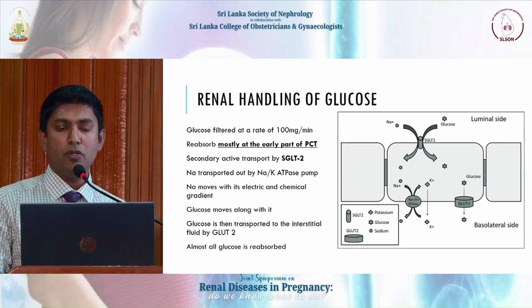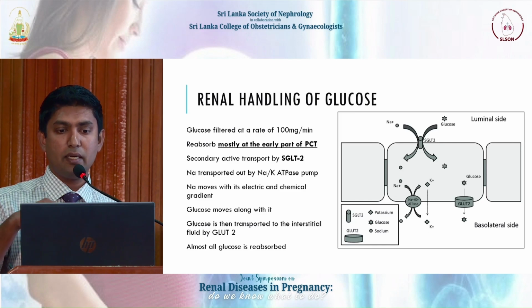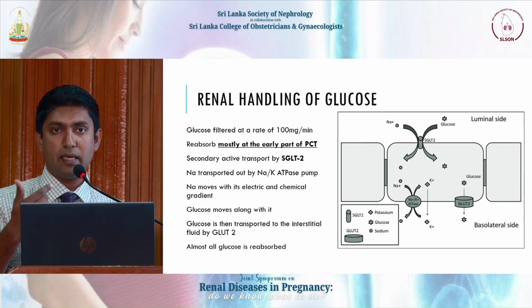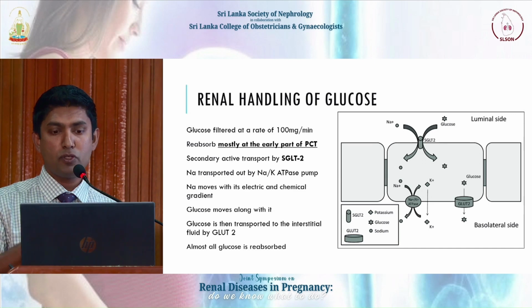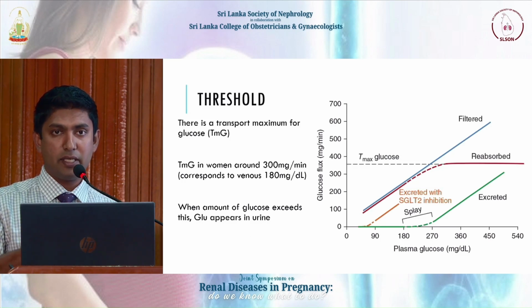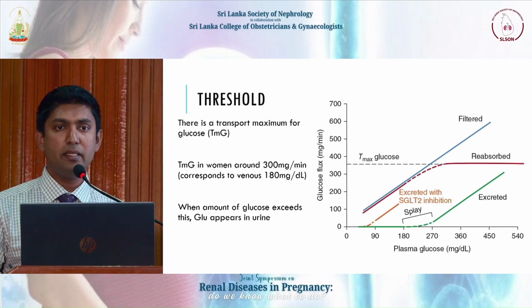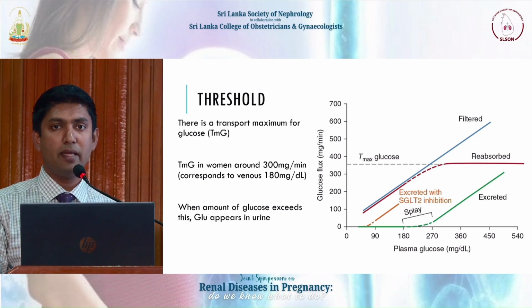So about the glucose, it is actively transported into the cells by the sodium dependent glucose transporter. Now this is a sodium potassium ATPase pump dependent mechanism. So almost all the glucose is reabsorbed from the filtrate. So there is a renal threshold for the glucose reabsorption. So until roughly about 180 milligrams in the venous plasma, all the filtered glucose is reabsorbed. But if it is more than that, then it can appear in the urine.